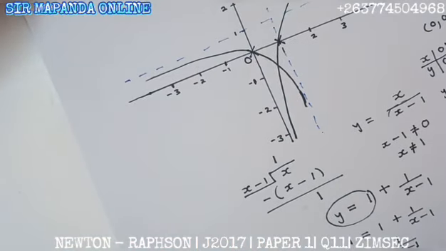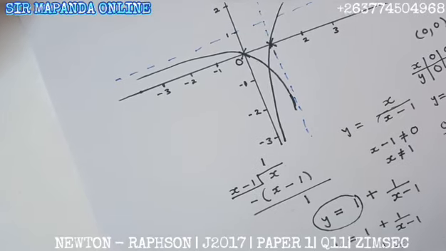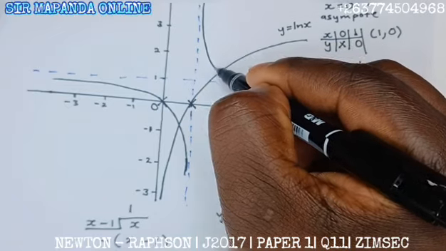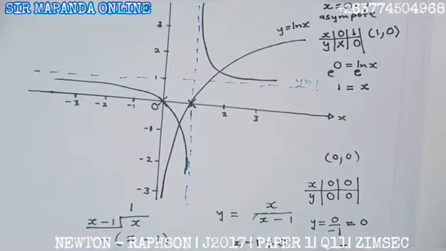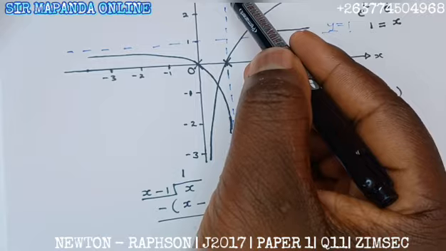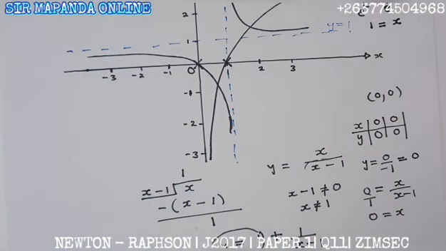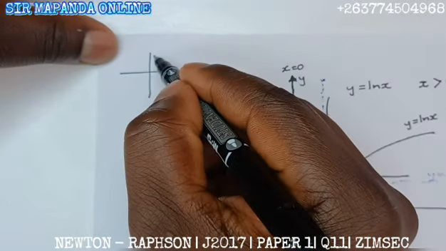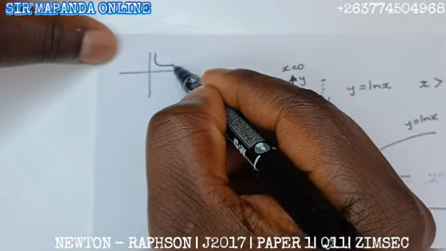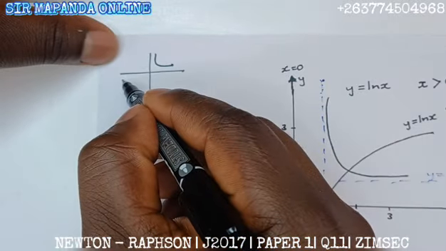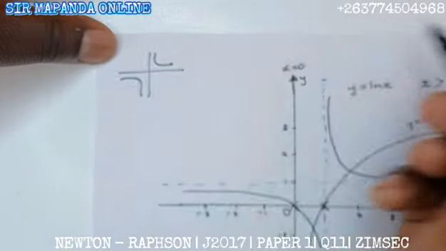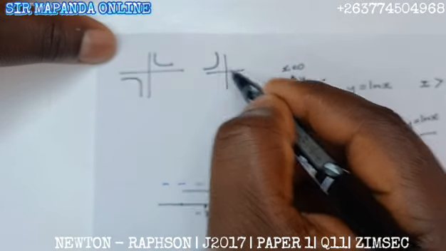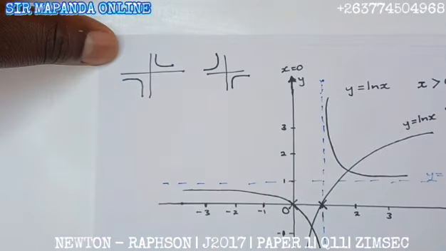But you must not touch the lines. You just approach, but you must not touch. Right? Then the other one comes in the opposite quadrant, approaching this asymptote and this asymptote. I hope you are following. So for inverse graphs, if you have a Cartesian plane like this, the first graph, if it comes in the first quadrant, the second one, it comes in the opposite quadrant.